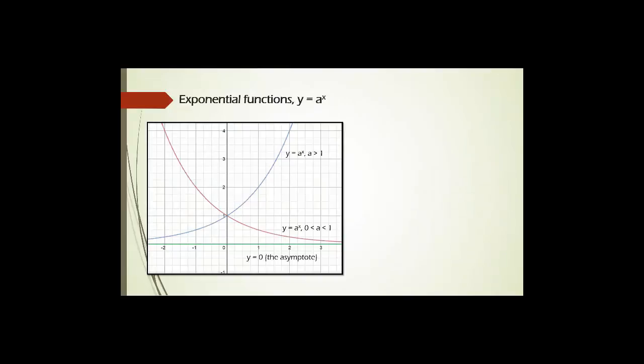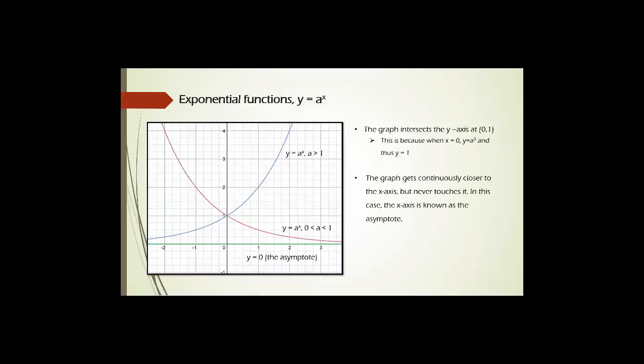For exponential functions, where y is equal to a to the power of x, the graph intersects the y-axis at coordinates (0, 1). The reason for this is that when x is equal to 0, y equals a to the power of 0. Any variable to the power of 0 equals 1, thus y equals 1 when x equals 0. Like logarithmic graphs, exponential graphs have asymptotes. An exponential graph continuously gets closer to the x-axis but never touches it. In this case, the x-axis is known as the asymptote.